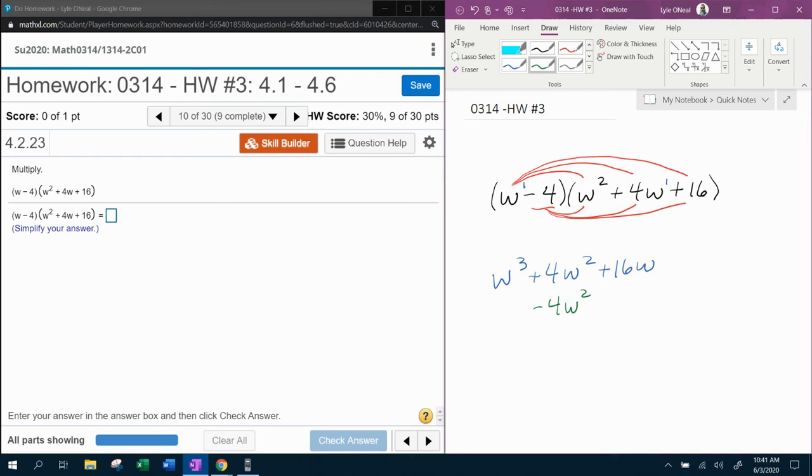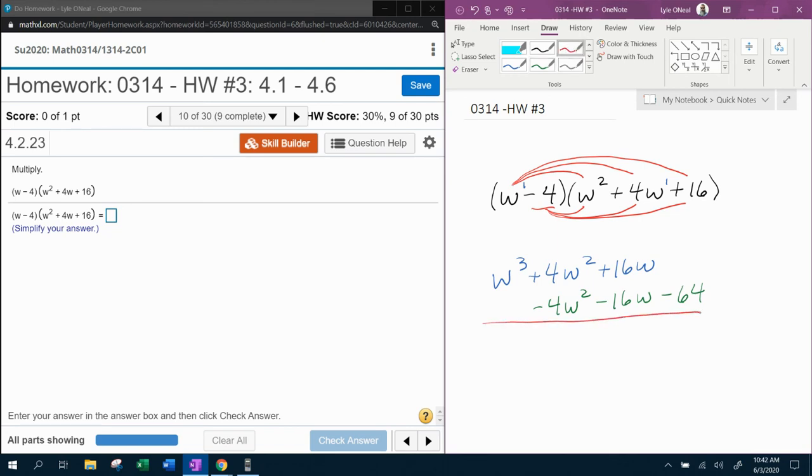I'm going to stack my like terms as I go, and it's going to make it easier to finish the problem. Next, negative 4 times 4, that is a negative 16W. Again, the W and the 4 has no W, so the W comes along for the ride. And last but not least, we have negative 4 times 16 makes a negative 64. And since there are no constants up here, he's going to hang off the end because he's the only constant.